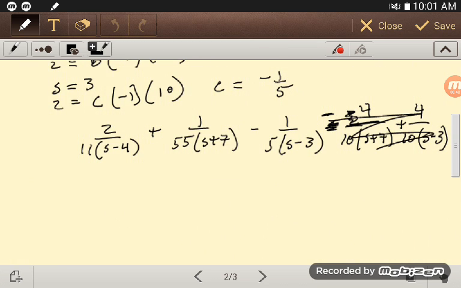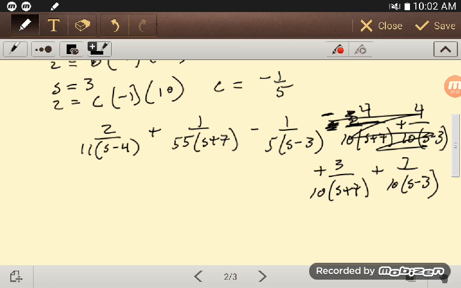Okay, so get rid of those, and it's a plus 3 over 10 s plus 7 and a plus 7 over 10 s minus 3. Now I can put those together. If I add all that together, I get my 2 over 11 s minus 4 plus, now here I have 1 over 55, 3 over 10.